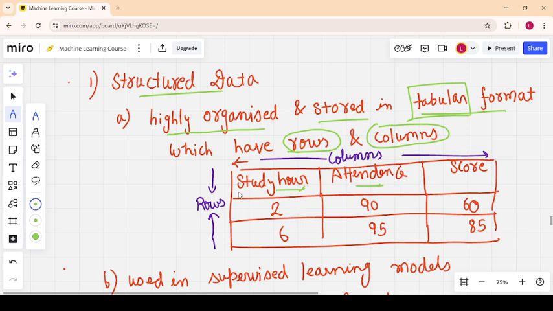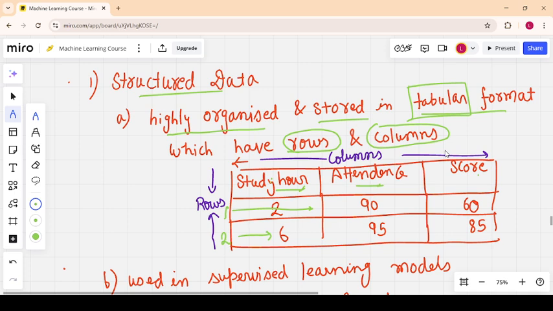So this is a dataset having two samples, one and two. These are two examples, we say training examples. These are the columns: study hours, attendance, score. The columns study hours and attendance are features, score is the target variable. I will go into depth on features and targets in an upcoming lecture. So these are the rows and columns. Data that can be represented in the form of rows as well as columns, we say the dataset is structured data.